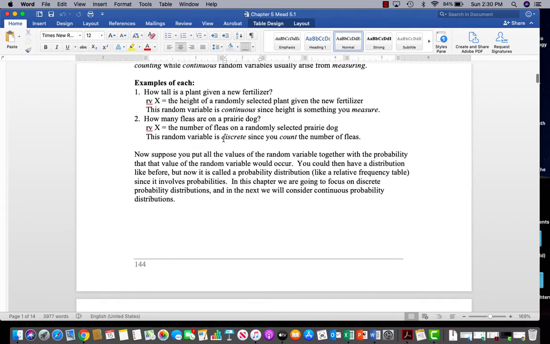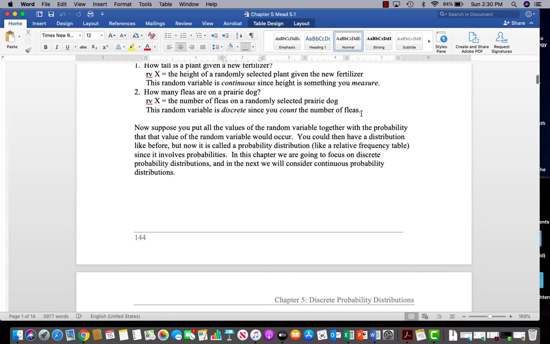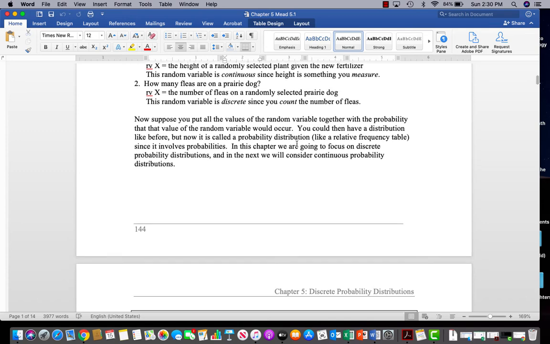So examples of each one that are given here. If you want to talk about how tall is a plant, if you give it some new fertilizer, if you're measuring that, well, it's a measure, so it would be continuous. Continuous because you're measuring the height of the plant. If you count how many fleas are on a prairie dog, that would be discrete because you're counting the number of fleas, right?